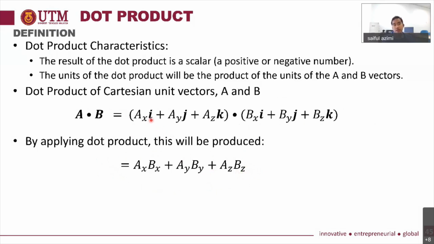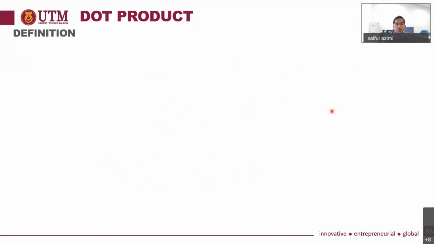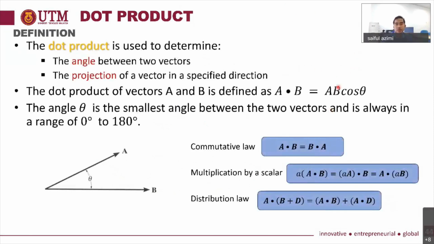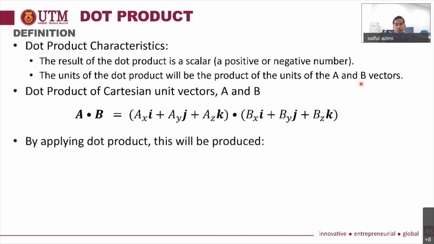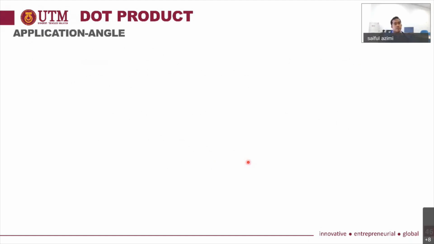But you must remember that i multiplied by i, theta is 0. i multiplied by j, theta is 90. i multiplied by k also, theta is 90. So you can use the equation AB cos theta, where theta depends on i, j, and k, and then you will get this result. All right. Next, we will take a look at some of the applications for the dot product.